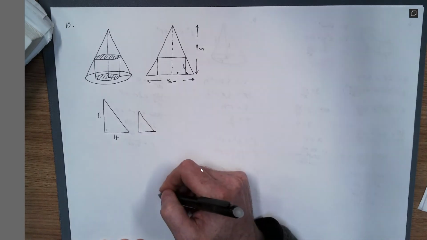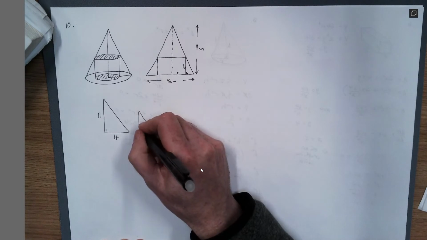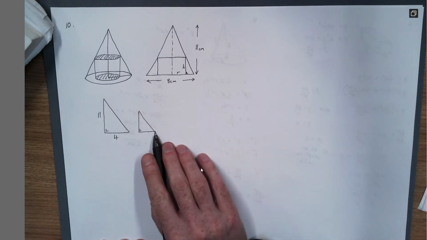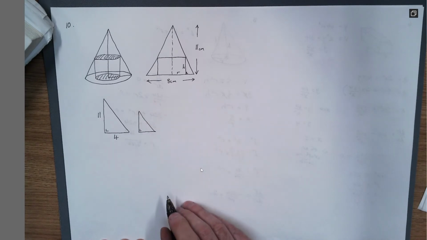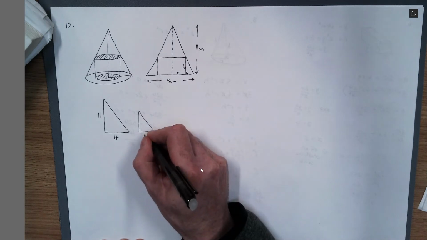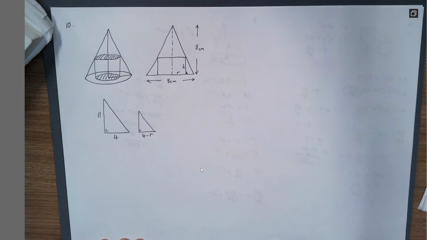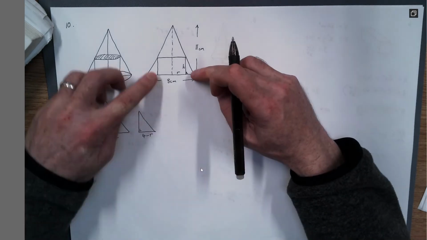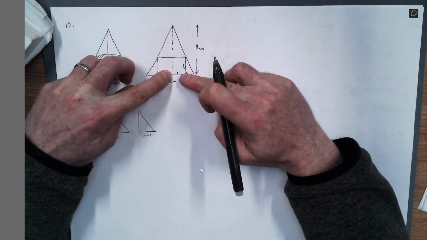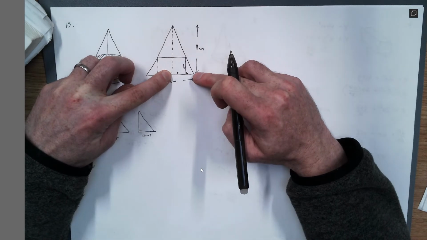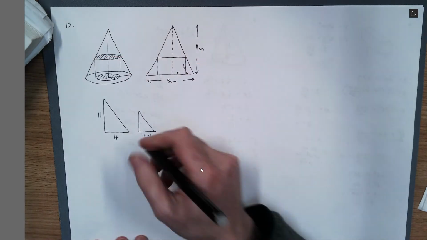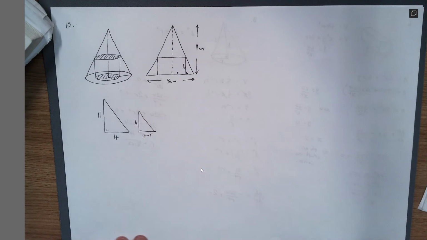Still the same triangle, same angles. Because the angle at the top is the same, point R and the height H are in the same ratio, so we have similar triangles. Okay, next, similar triangle.